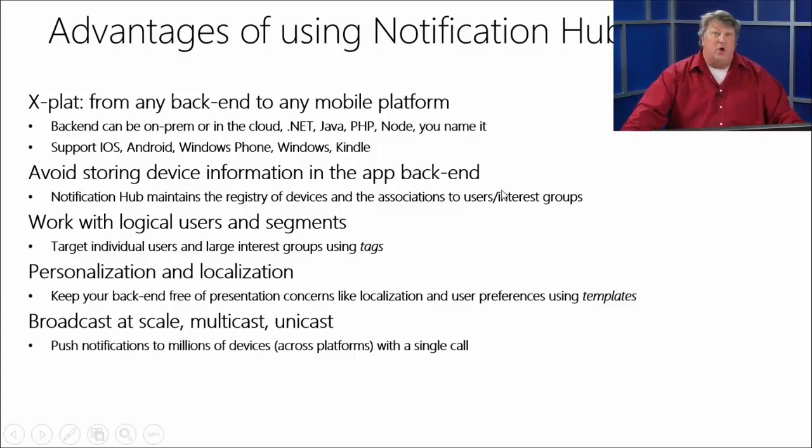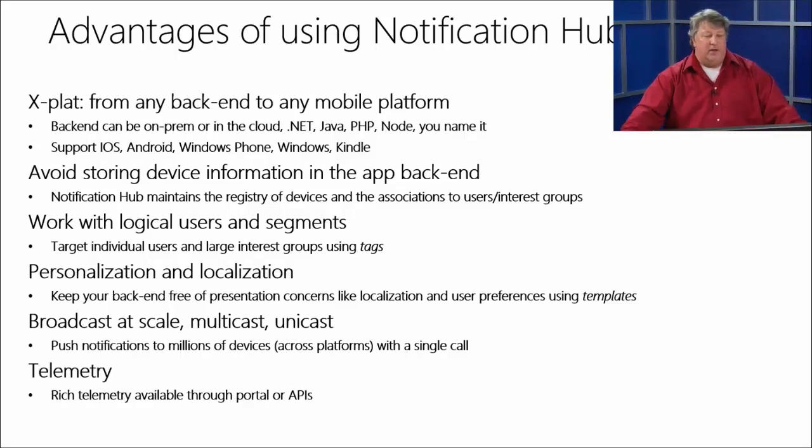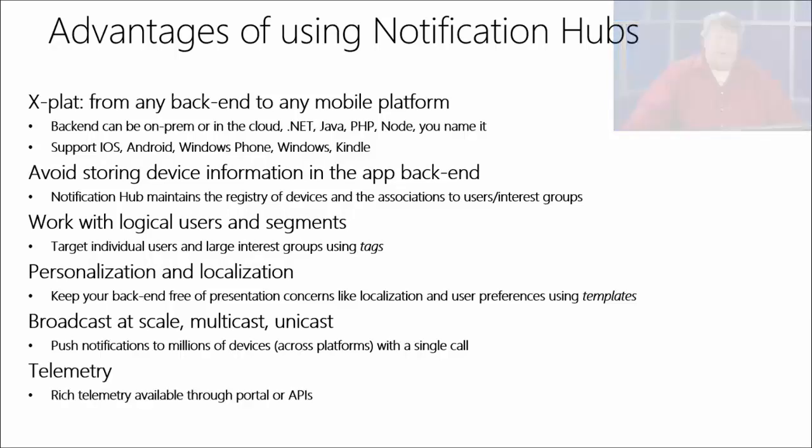Finally, you can do large-scale multicasting. So if, for example, you're having a weather event and you want to notify everyone who has registered in a community, you could use notification hubs to notify everyone at once. And finally, you get rich telemetry available through the APIs. You can get information about geolocation and things of that nature as well.